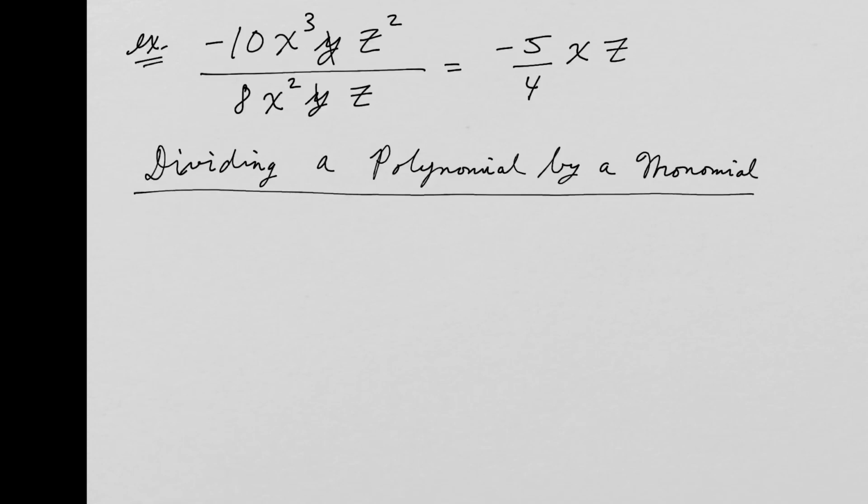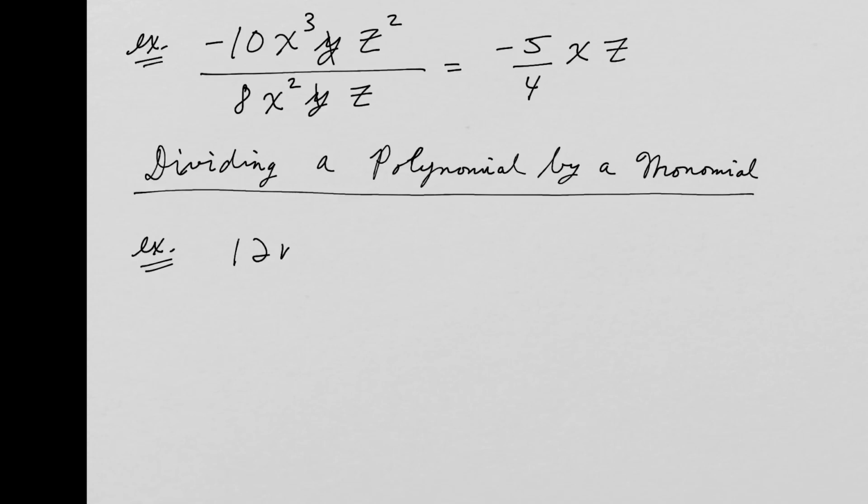Meaning a polynomial in general, right? Typically more than one term. Because really what we just did is also dividing a polynomial by a monomial. It just so happens that the polynomial is also a monomial. But in general, it's best to explain this by example.